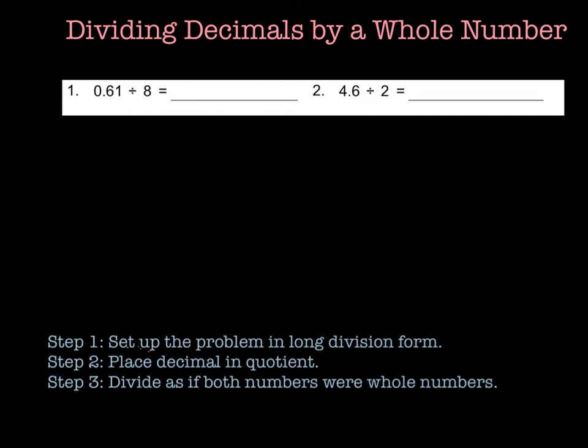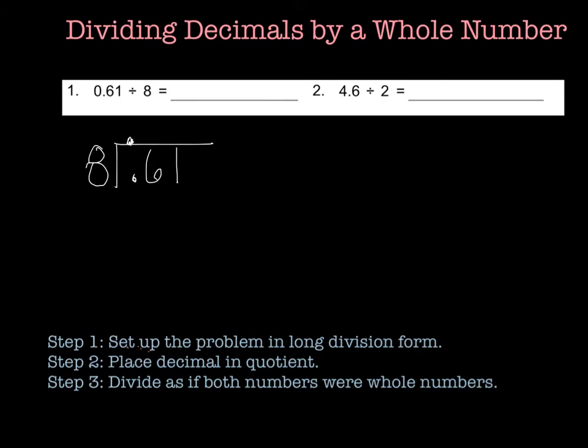Step 1 says set up the problem in long division form. So remember, we talked about that the first number that occurs is your dividend. It goes on the inside. So in this first one, I have 61 hundredths would go on the inside divided by 8. Step 2 says place decimal in quotient. So I'm going to move the decimal into the quotient.